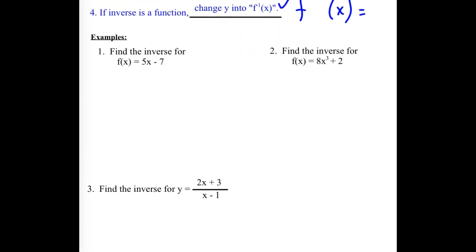All right, let's do a few examples. So we said f of x is really a y. Our next step is to flip our x and y's around. So I'm going to rewrite this as x equals 5y minus 7. And now I need to solve for that y. What would I have to do? Add the 7, okay? Then what?